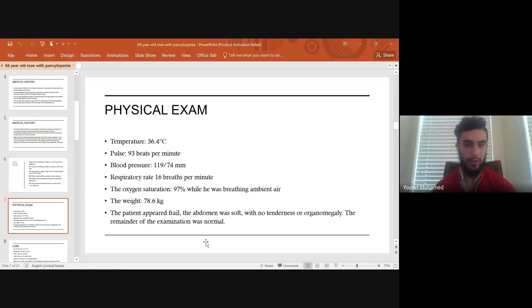So on the physical exam, his temperature was 36.4 degrees Celsius, pulse was 93 beats per minute, blood pressure was 119 over 74, respiratory rate was 16 breaths per minute, and oxygen saturation was 97% on ambient air. Weight was 78.6 kilograms, and the patient appeared frail. The abdomen was soft with no tenderness or organomegaly. The remainder of the examination was normal.